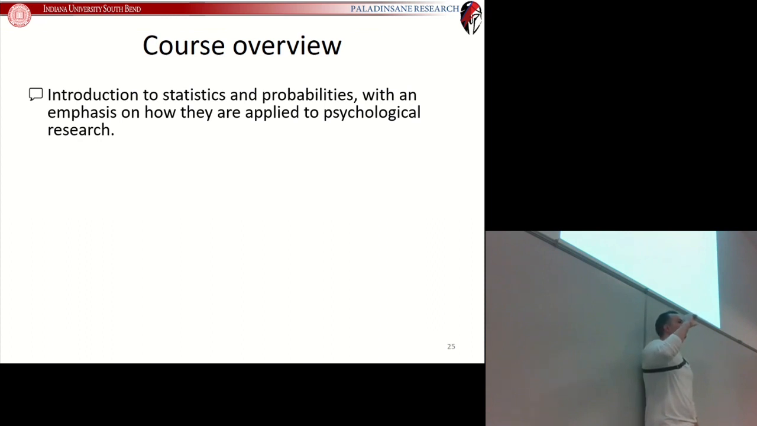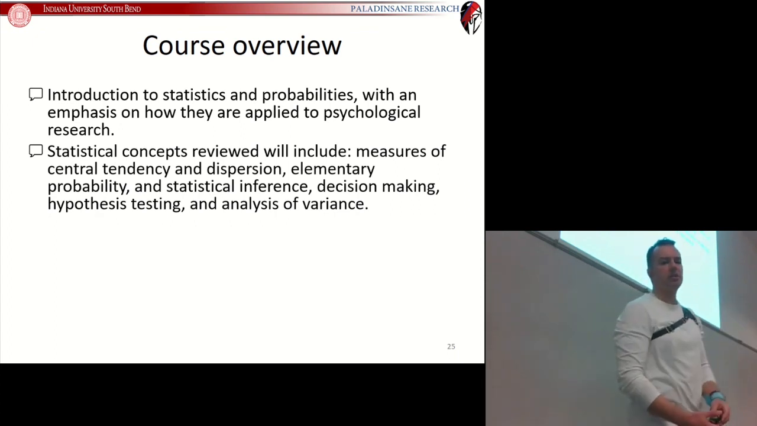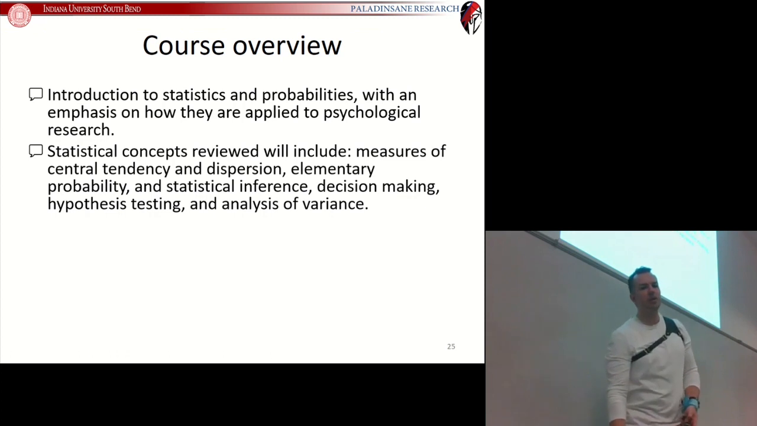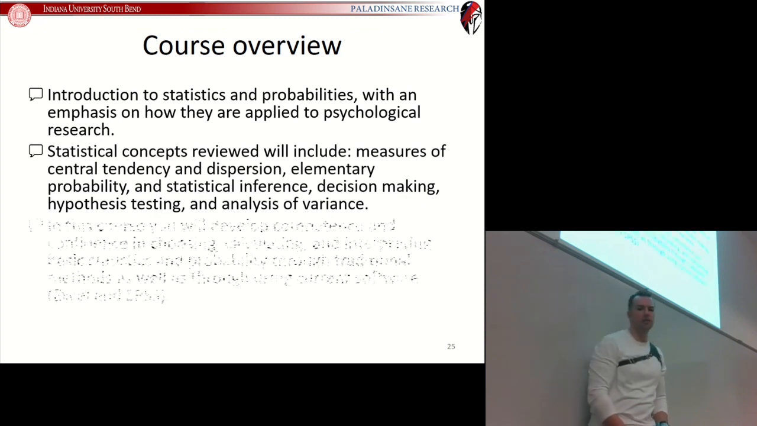As it turns out, there are statistical procedures that are used very often in psychology, and those are the ones we're going to be focusing on. They're also used in other behavioral sciences, but we're focusing on them because they are the most important for this particular area. The concepts that are going to be reviewed include measures of central tendency and dispersion, elementary probability, statistical inference, hypothesis testing, and analysis of variance. Those words might not make any sense to you right now. They will by the end of this semester.